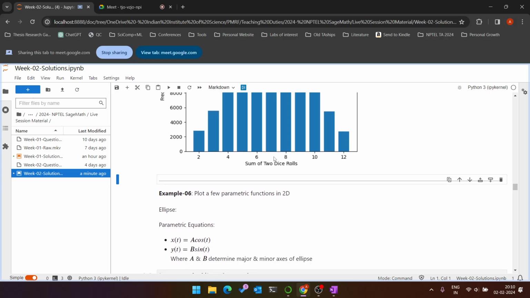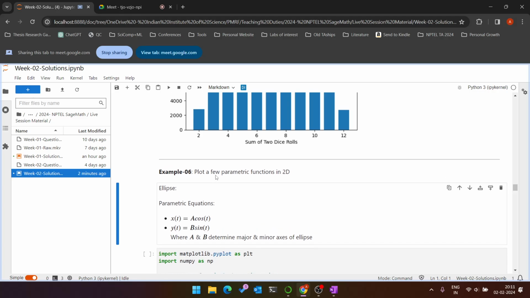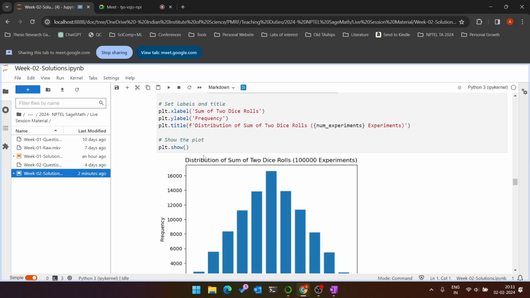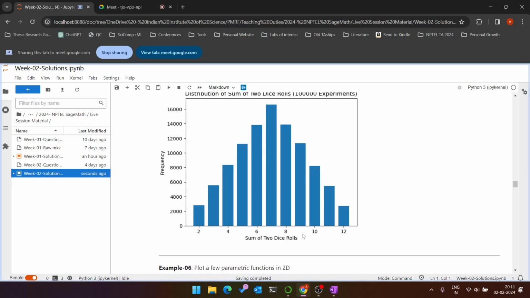Okay, next we'll again look at matplotlib, but we'll use it to plot a few parametric functions in 2D. The first parametric function that we have here is ellipse. Okay, before we go here, I hope this histogram plot example is clear. If not, you could raise your hands and let me know.